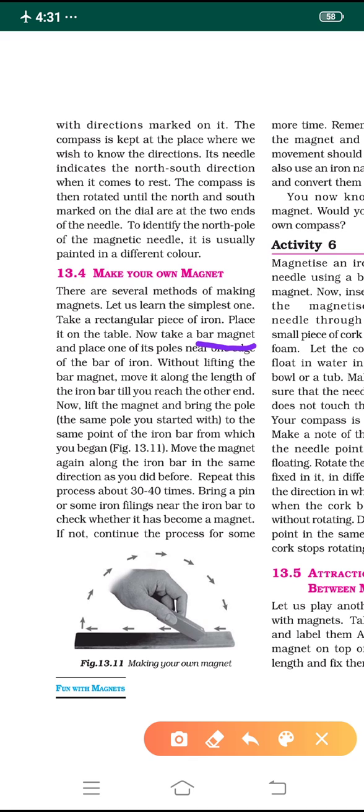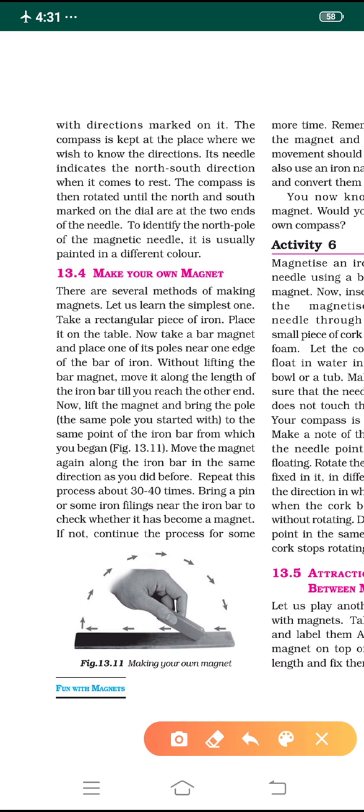Okay, so place it on a table. Now take one bar magnet. Take a bar magnet and place one of its poles near one edge of the bar of iron. See, by taking a bar magnet, you have to place one edge. You can see one edge is kept here, no?